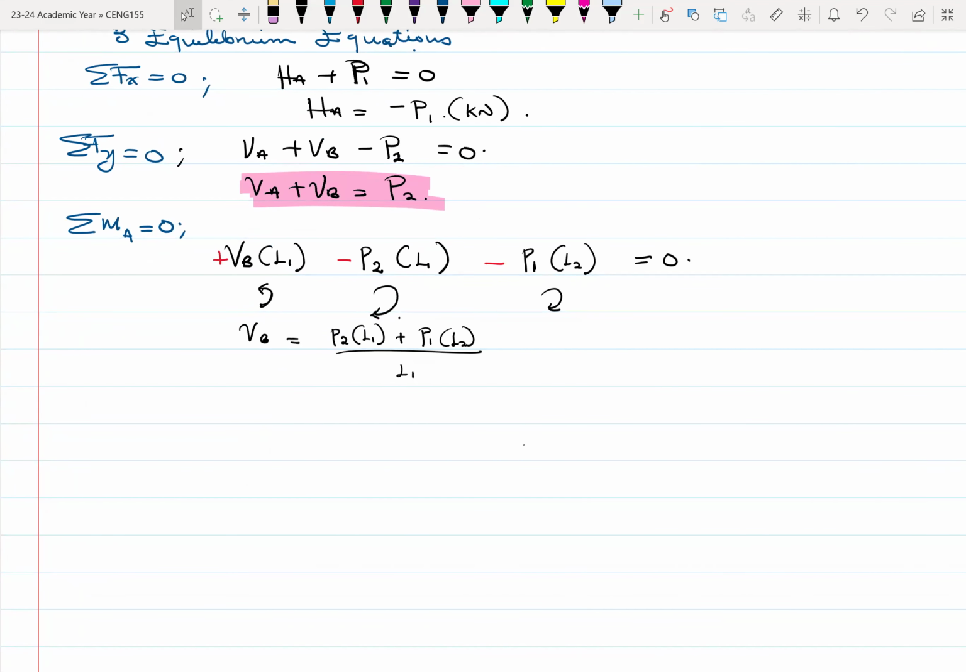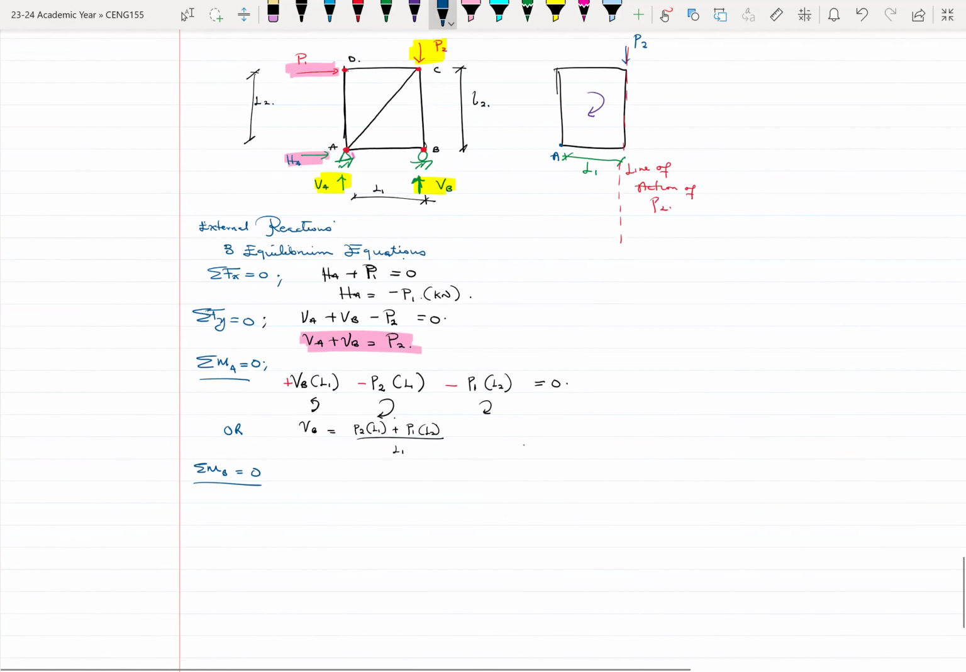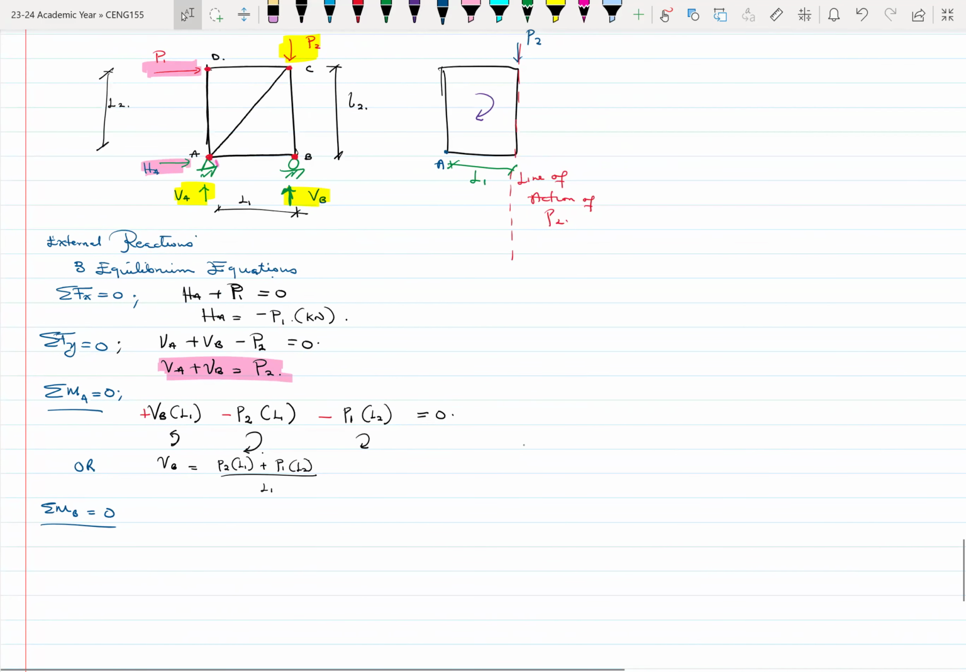So let's say we don't want to find moment about A, but rather someone will prefer to find the moment about B, which is equally fine. So it's either this or that, one of them. If that is the case, then we need to look at the moment due to the different loads. So here we get VA times L1, and VA about B will cause a clockwise rotation. Then we have HA. I have my HA.